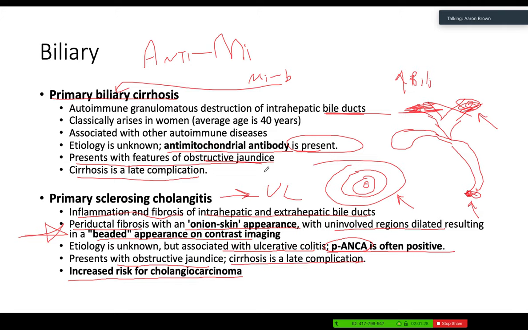Primary sclerosing cholangitis is going to be a man, a little bit older, with a lot of bloody diarrhea because of the UC, of course, and having that P-ANCA is typical. So be able to describe these and how they're different from one another as you're reviewing this topic.